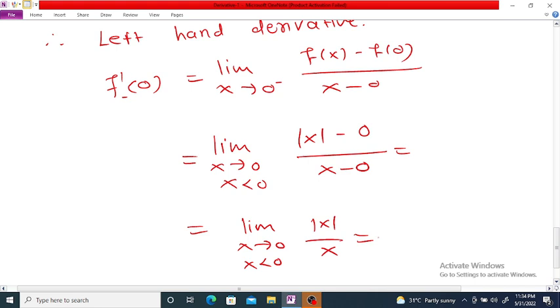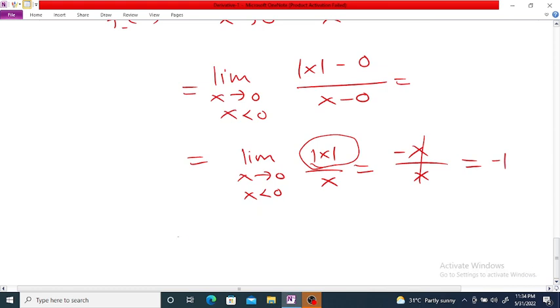Now if x less than 0 means what? The value of this mod x function is -x divided by x, and in the limit this x will get cancelled here, and it is equal to what? Minus 1. So what is the left hand derivative here? f'(0-) is equal to -1.